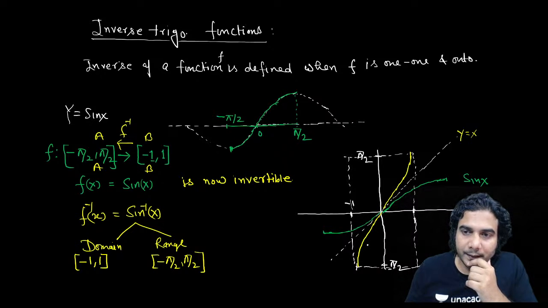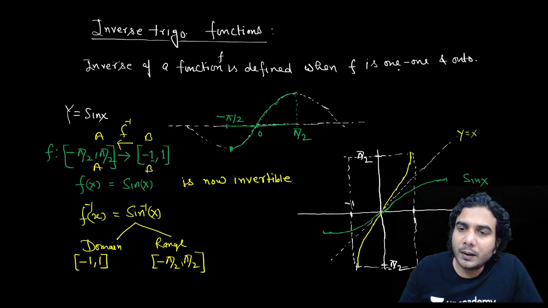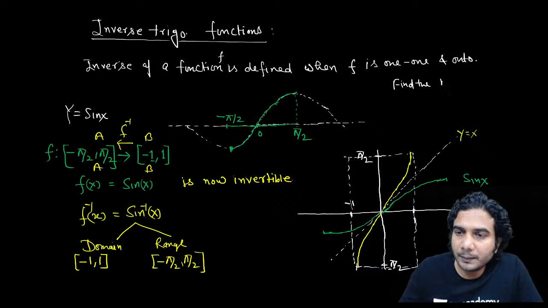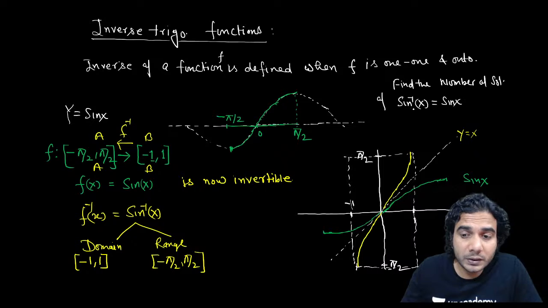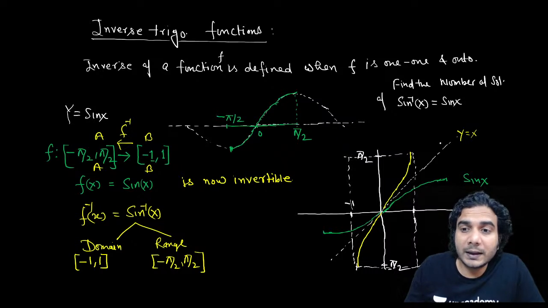Okay, if I ask you one question, find the number of solutions of sine inverse of x is equal to sine x. Then can you tell me the number of solutions? And also we can tell the solution, right? So you can see these yellow and green graphs. Green graph, although, because we are writing sine x, this question is independent of this theory.